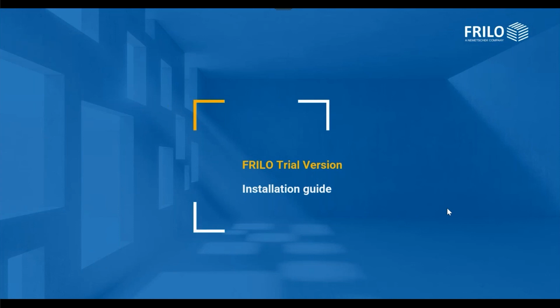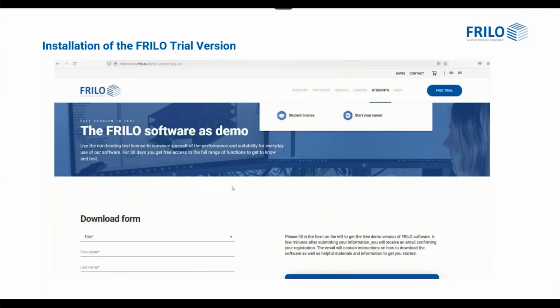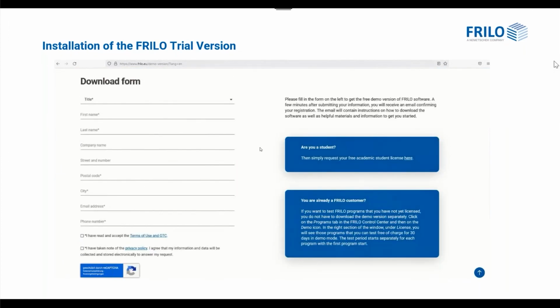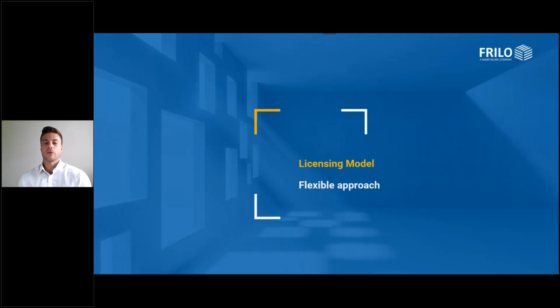Okay, now to the trial version, which you can download on our webpage. You just go on frilo.eu. There you can see the button, the free trial. Now you have to put some information like your name, city, country, email address. And then afterwards you get a confirmation email with the registration, how to download the app, and also some helpful materials. If you try this trial version, you have a 30-day period for each individual program. And afterwards, if you decide to buy it, it's possible to take your project to the license version.